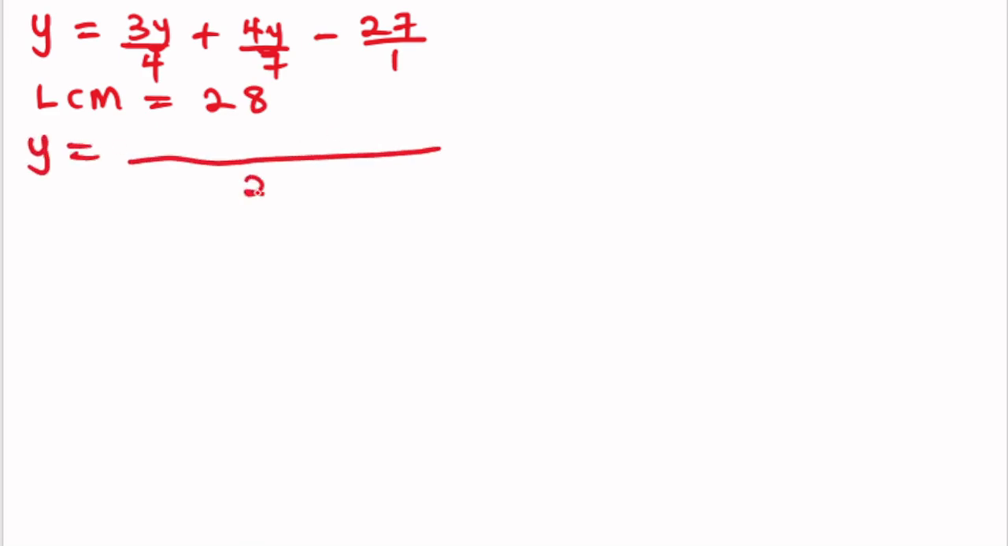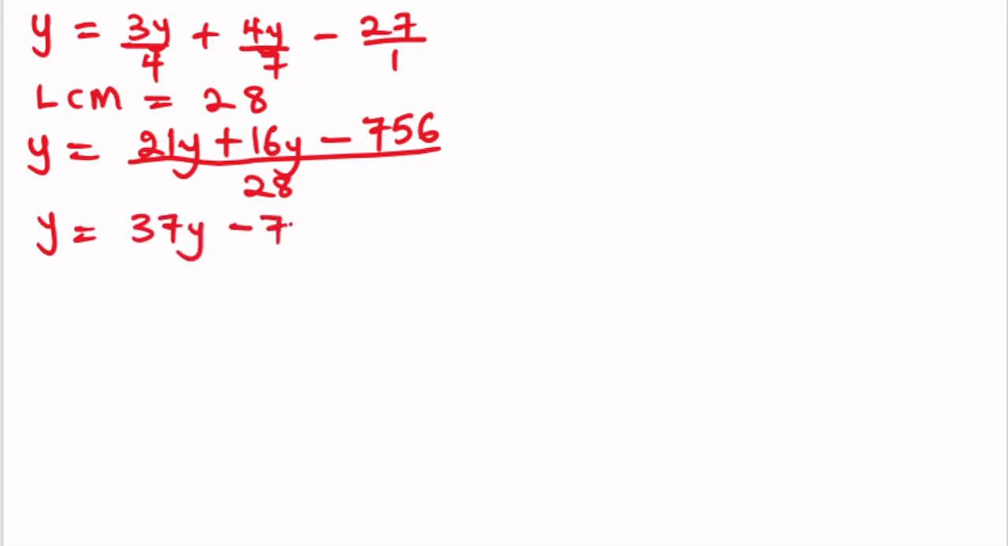new denominator as 28. 28 divided by 4, we'll have 7. 7 times 3 gives us 21y. Plus 28 divided by 7 will have 4. 4 times 4y gives us 16y. Minus 28 divided by 1 is 28. 28 times 27 gives us 756. So we're going to add this together. These are like terms. So y equal to 21y plus 16y gives us 37y minus 756 all over 28.